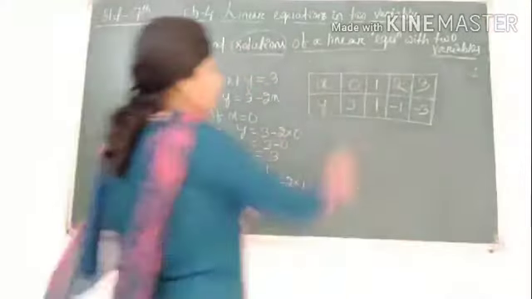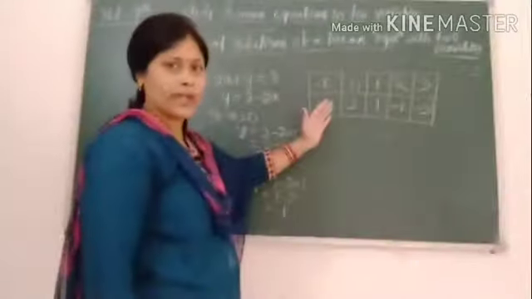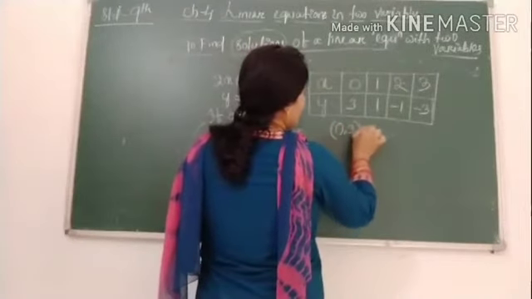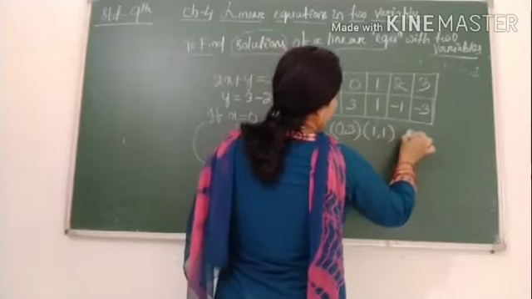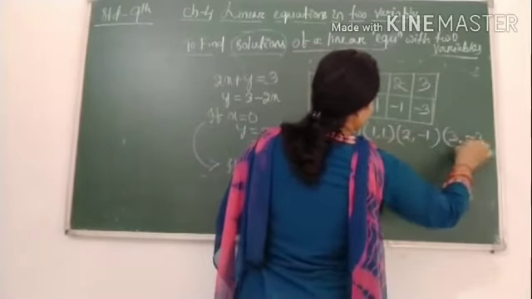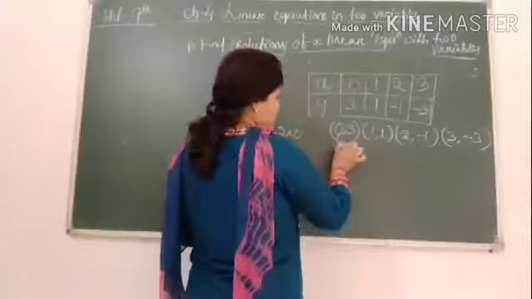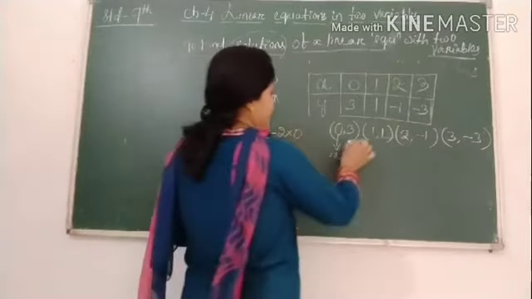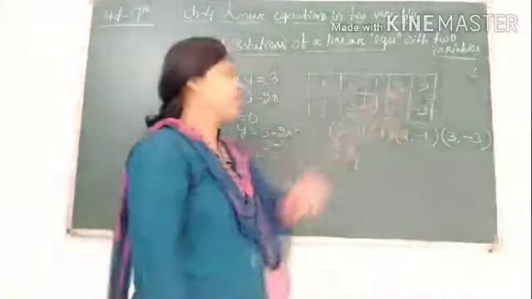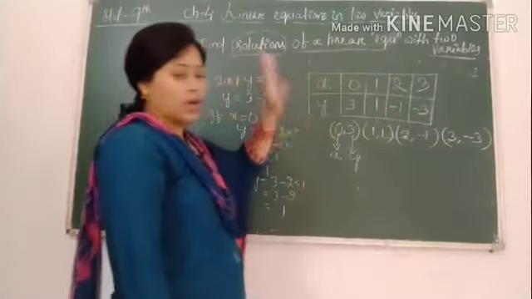If you know the trick, then you will do it like this. Now I am getting my x and y coordinates. Look at here. The x and y coordinates are 0, 3; 1, 1; 2, minus 1; 3, minus 3. So remember one thing: this is the value of your x coordinate and this is the value of your y coordinate. Like the same, you have to represent this solution on your graph.